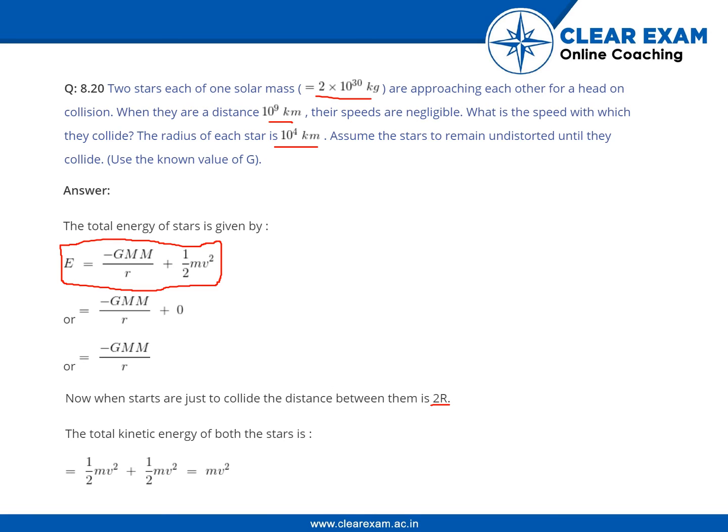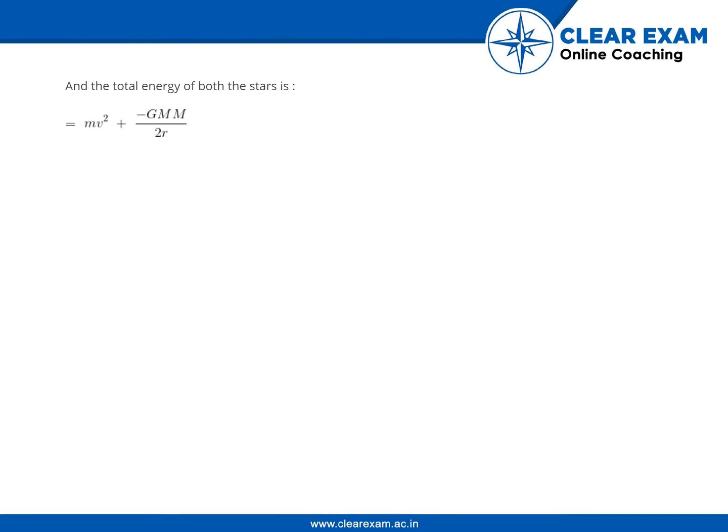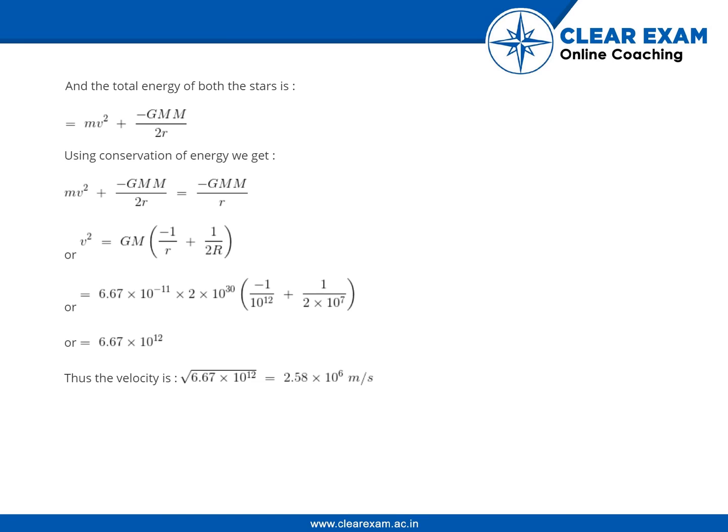Then you can take the kinetic energy of both stars as half m v square plus half m v square, which is nothing but m v square. And the total energy of both stars is m v square plus minus G m m by 2r. By using conservation of energy, we get m v square minus G m m by 2r equals minus G m m by r. And here v square equals G m times (1 by r minus 1 by 2r).